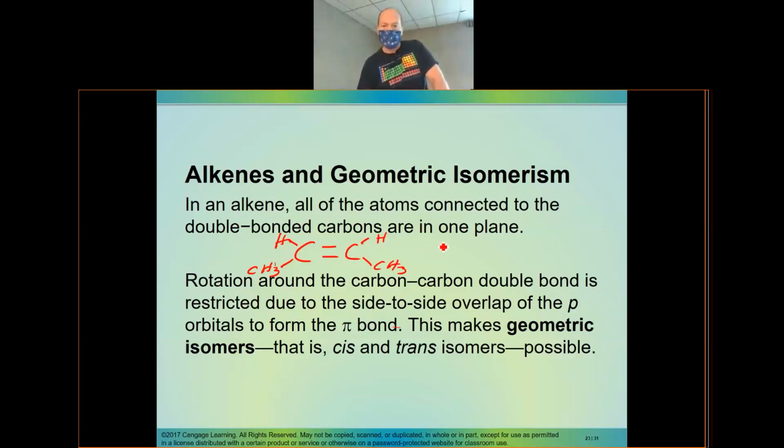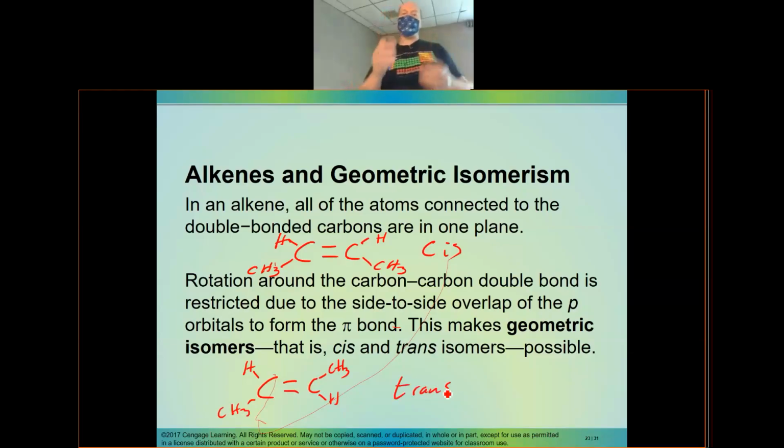When your H's are on the same side, that will be cis. If I wrote the same compound, but this time I have my H's on opposite sides, then I have the trans isomer. And since you don't have free rotation of a double bond, in order to rotate a double bond, you've got to break the double bond and then rotate and then form that double bond.